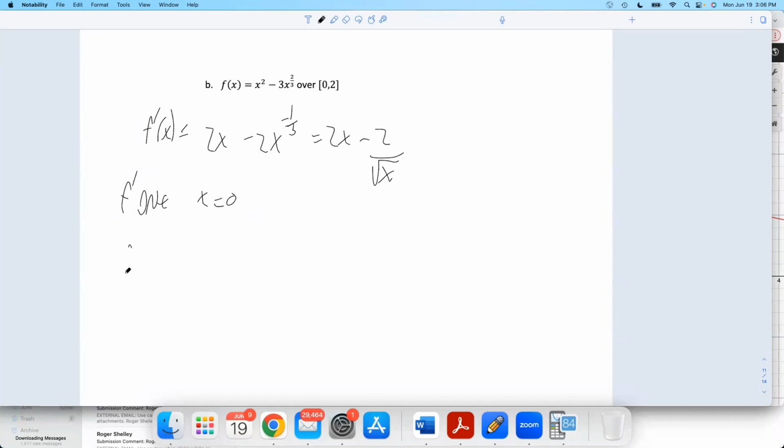Now that happens to also be an endpoint, but that's okay. And then where does f prime equal 0? Now we'll do 2x minus 2 over the cube root of x equals 0. So then we're going to get a weird answer here. Let's move that over. We get 2x equals 2 over cube root of x. I don't think we're getting anything interesting. Let me pause. Hold on.